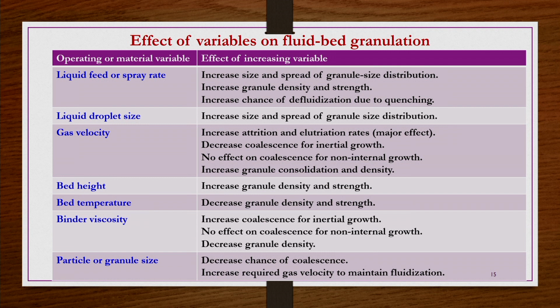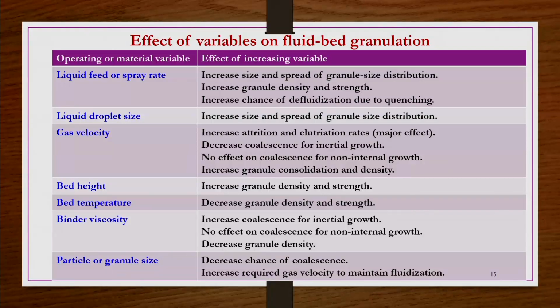Then coming to the particle or granule size: if you increase it, the chance of coalescence decreases, and the gas velocity required to maintain fluidization increases. If the particle size increases, you need to give a larger fluidization velocity so that the particles can be in a fluid-like condition, like fluidized conditions. So these are the effects of variables on fluid bed granulation.